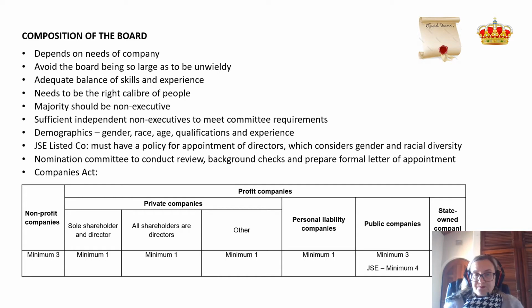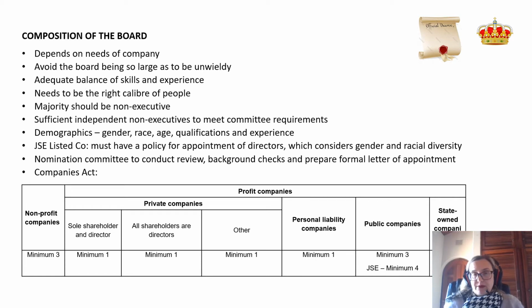And if it's a listed company, there needs to be a policy in terms of diversity, particularly with regards to gender and racial diversity, but it must be broader than that as well. The nomination committee needs to review each of the board members, do the background checks. Remember that section 66.9, who is qualified to sit on the board or not qualified to sit on the board.